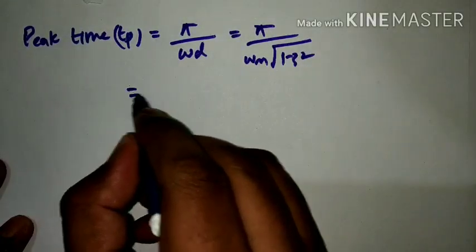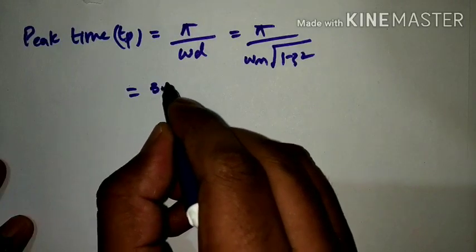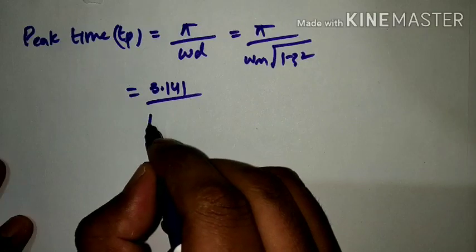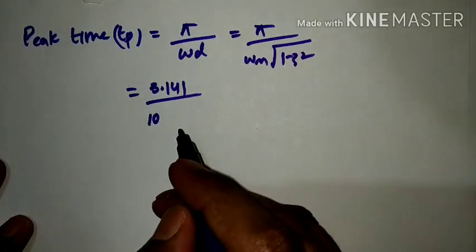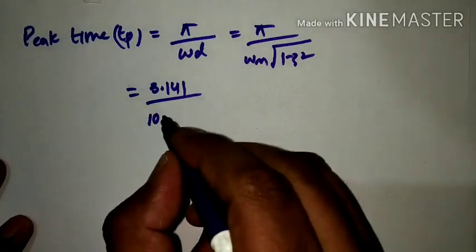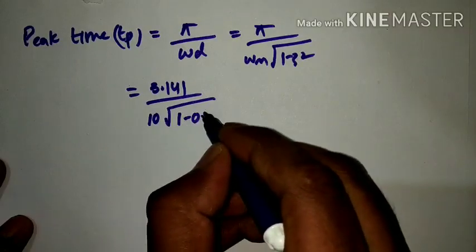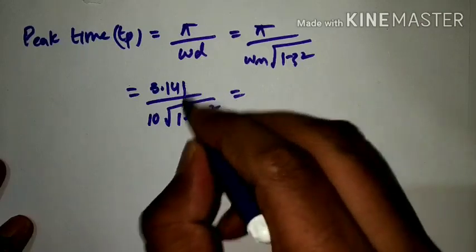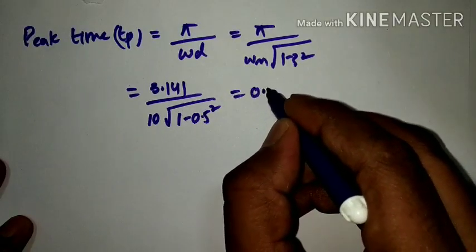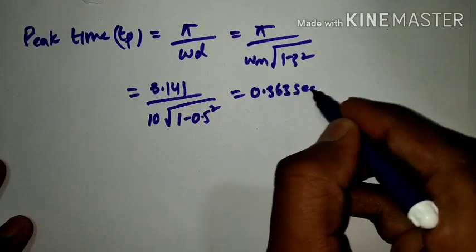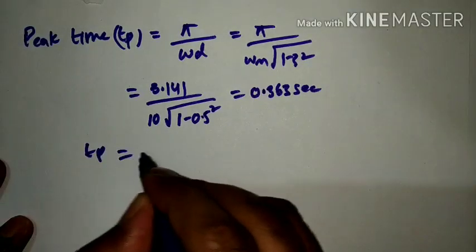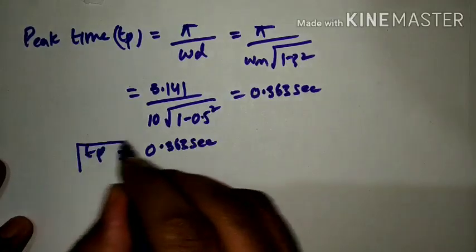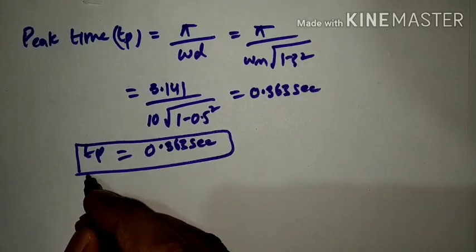So what is the pi value? 3.141 by omega n, how much? 10. Omega n is equal to 10. Then root 1 minus 0.5 whole square. So if you just use the calculator and find, you will get the value 0.363 seconds. So Tp is equal to 0.363 seconds.